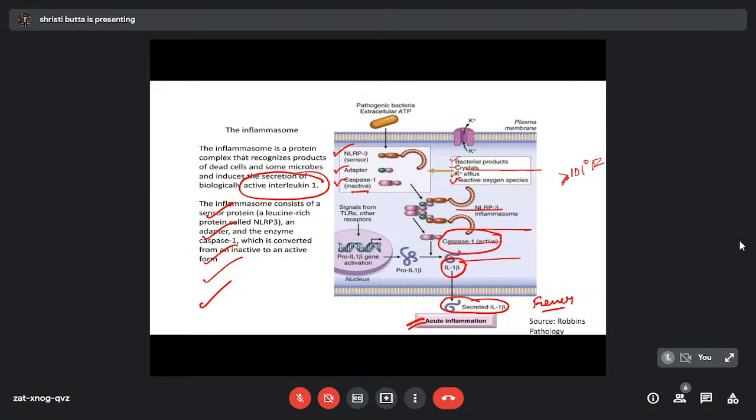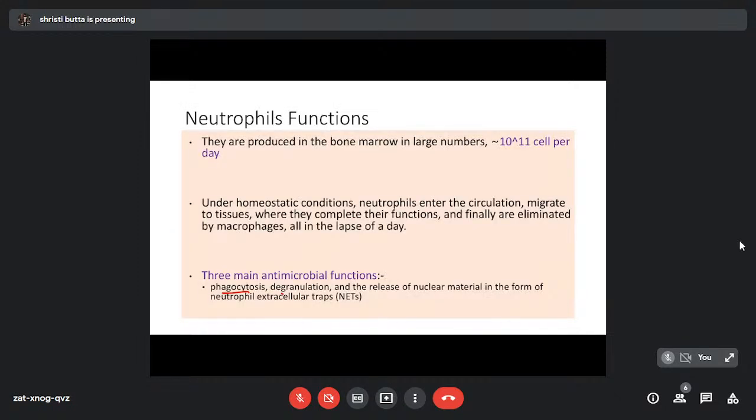Now coming to the neutrophil functions. Neutrophils are produced at a rate of around 10 to the power 11 cells per day. Under homeostatic conditions, neutrophils enter the circulation, migrate to tissues where they complete their function and finally are eliminated by macrophages, all in the lapse of a single day. There are three basic functions of neutrophils. One is phagocytosis, as we all know. There is degranulation, very well known to us, and there's something new which is referred to as the release of nuclear material in the form of neutrophil extracellular traps.